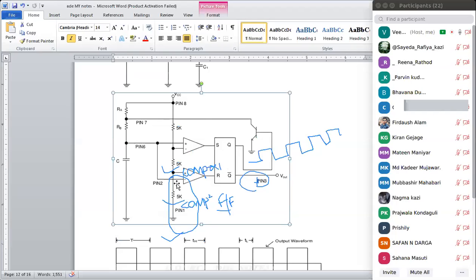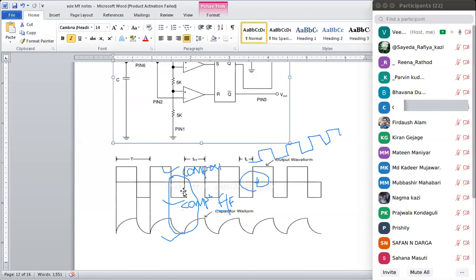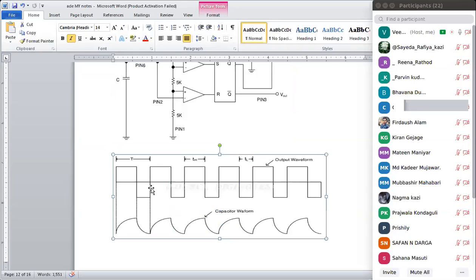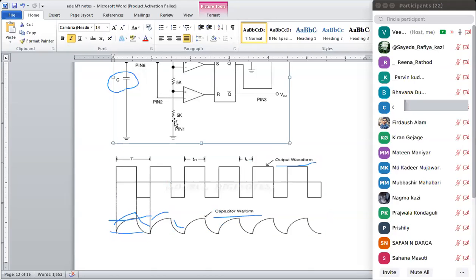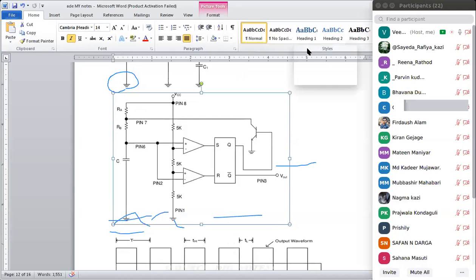So how is this circuit going to generate a square wave? Here we have a square wave output waveform, and this is the capacitor waveform. The capacitor is going to charge and discharge, charge and discharge. These are the levels. Now, how is this circuit going to work? I'll explain.